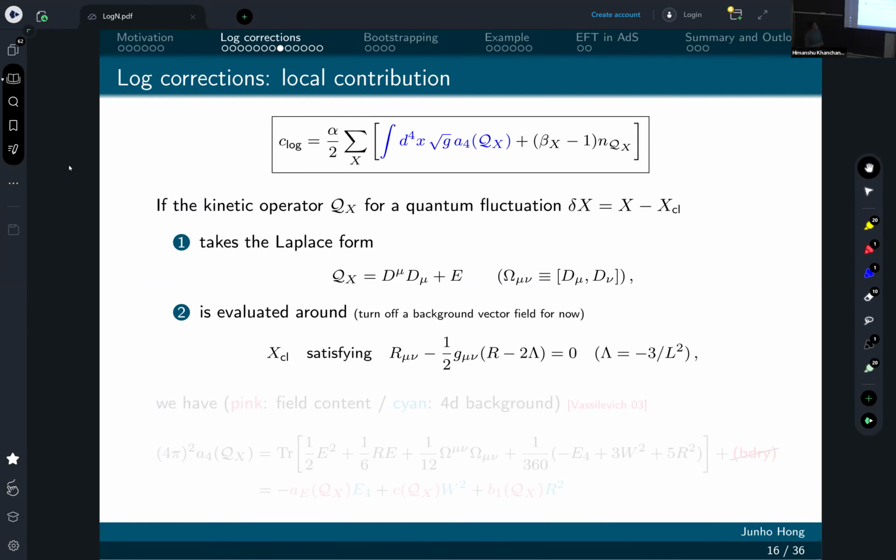So I want to compute A4 for fields from spin 0 to 2. For that calculation, I'm going to assume two things for simplicity. First, I'm going to assume that the kinetic operator for your field x takes the Laplace form, like the second derivative is fully Lorentz contracted with some possibly non-vanishing field strength omega. And then I'm going to assume that the background of our interest is Einstein.